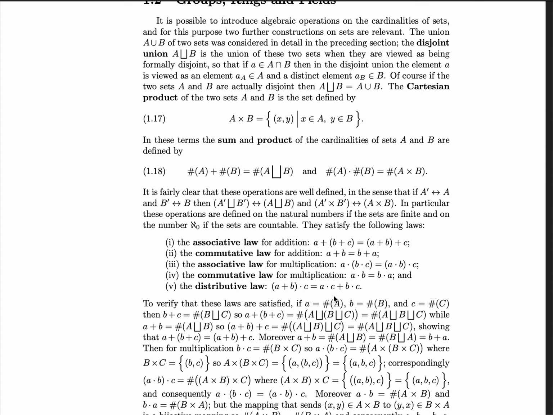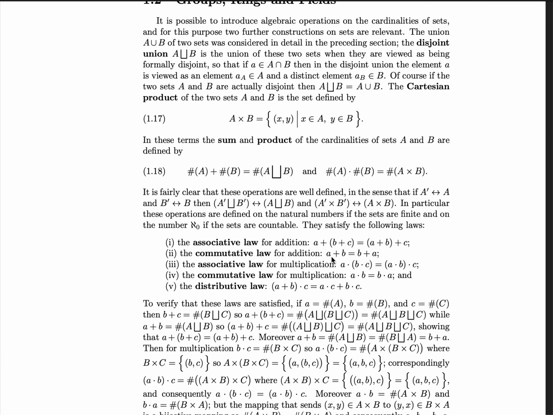Next, we'll define the Cartesian product of two sets, which is the set of elements which we consider as ordered pairs (x, y), where x is taken from the first set and y is taken from the second set. Once we have these, we can define the sum and product of the cardinalities of two sets. The cardinality of A plus the cardinality of B is equal to the cardinality of the disjoint union of A and B, and the product of the cardinality of A and the cardinality of B is the cardinality of the Cartesian product of the sets A and B.